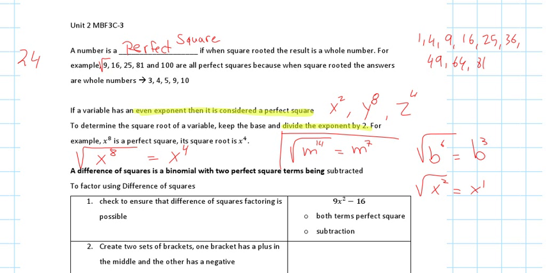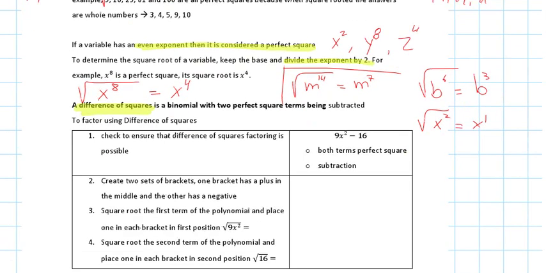So, we need to know how to recognize perfect squares. Okay? Because our next factoring deals with perfect squares only. Okay? We call the next one difference of squares. So let me highlight this for you here. Difference of squares. This is a term that you're going to hear from me often.